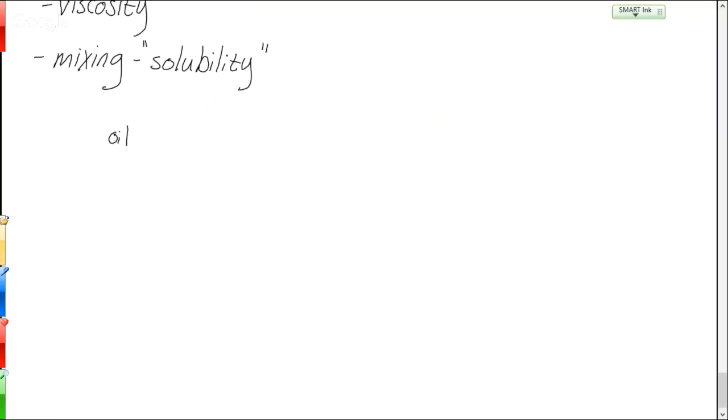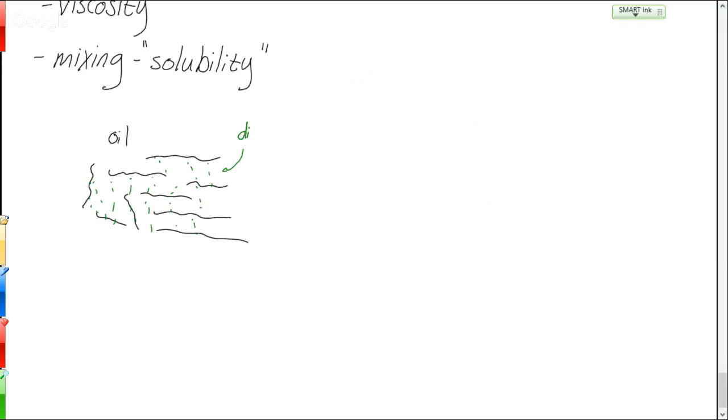So I'm just going to draw oil molecules as kind of squiggly lines like this. They're just big carbon chains. And since oil is made mostly of carbon and hydrogen, it is nonpolar. And the types of forces that attract the molecules in oil to each other are dispersion forces. So the forces that are holding these things together are the dispersion forces.